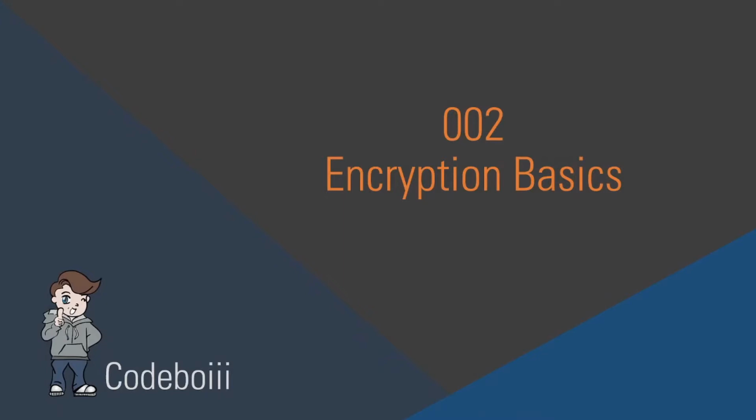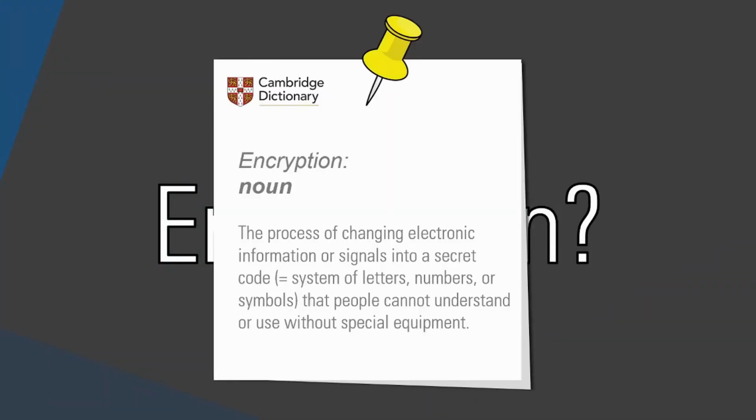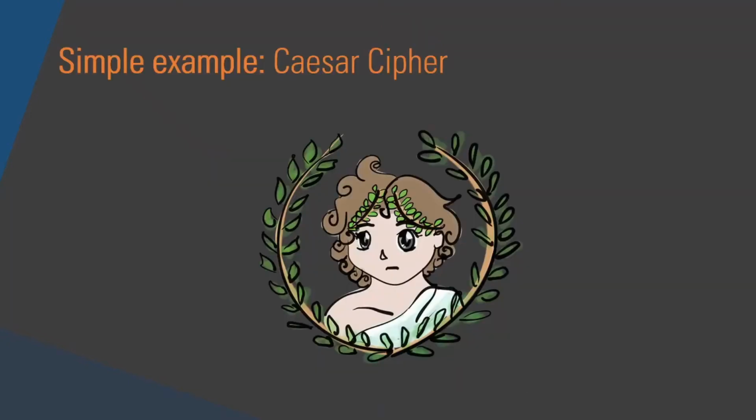As a starting point, what does encryption actually mean? The Cambridge Dictionary says, encryption is the process of changing electronic information or signals into a secret code that people cannot understand or use without special equipment. Bruh. Thanks for nothing. I think we should rather take a look at an easy example called the Caesar Cipher.